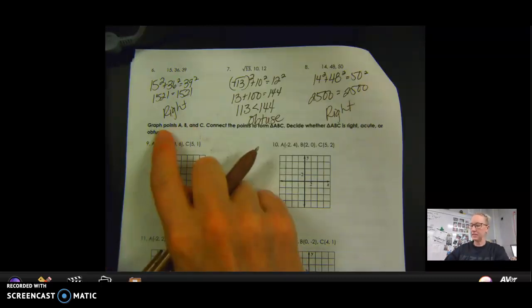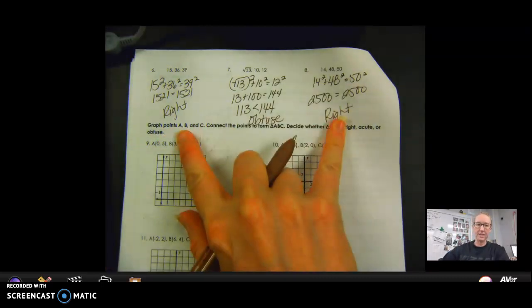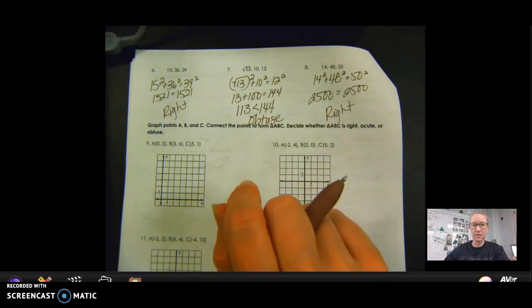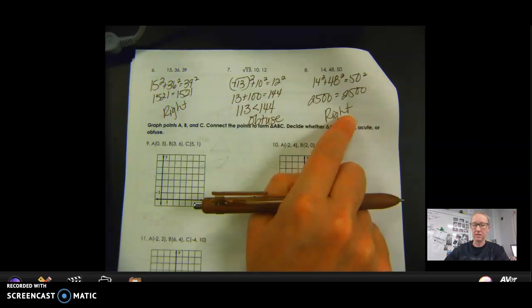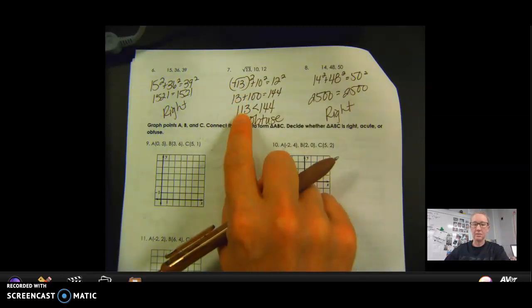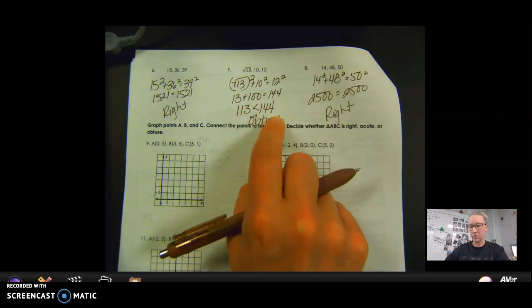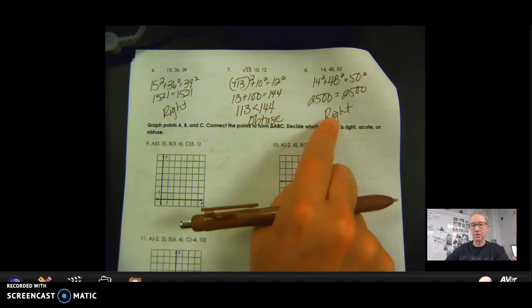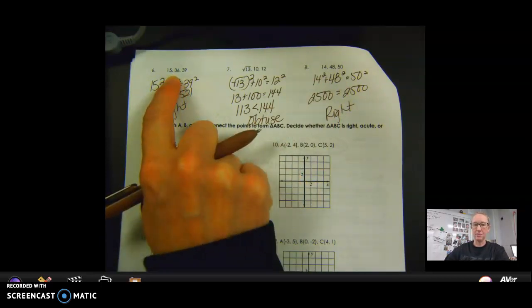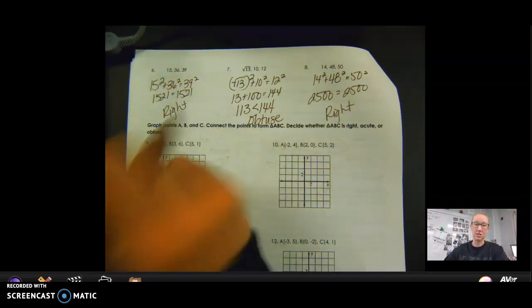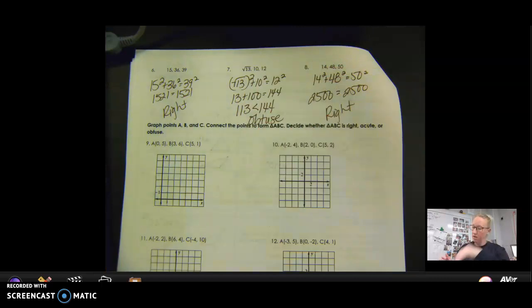Okay, so 6 and 8 are both right triangles because when I did a squared plus b squared equals c squared, it does actually equal 1521 here and 2,500 here. And then number 7, the middle one, is actually obtuse because I get 113 is less than 144. The first thing I did on all 3 of these, though, is I made sure I went and added my a plus my b and made sure it added to more than c to make sure that it was actually a triangle. Okay.